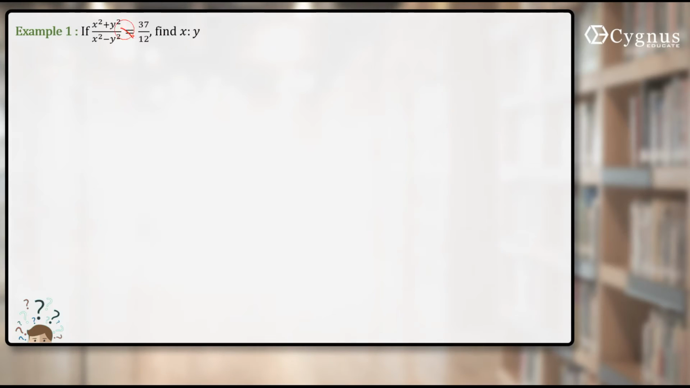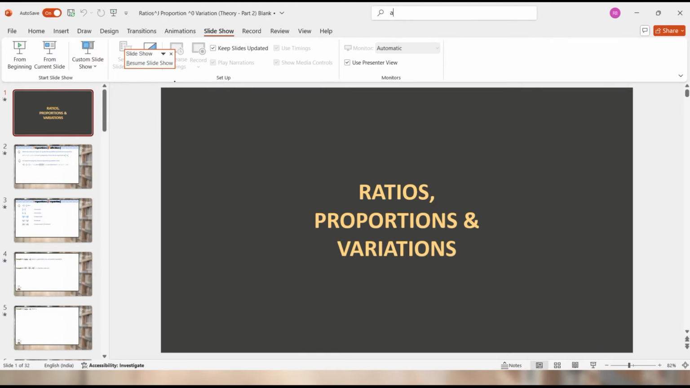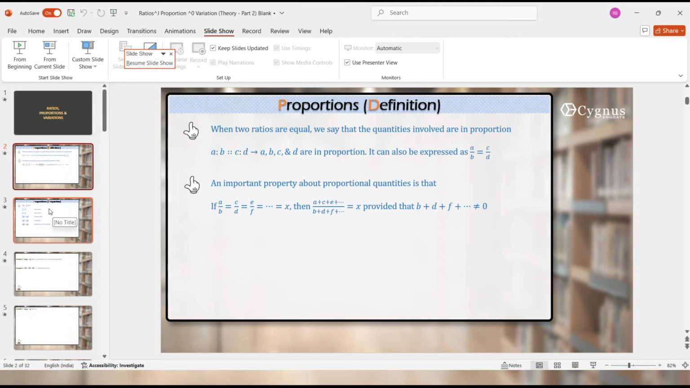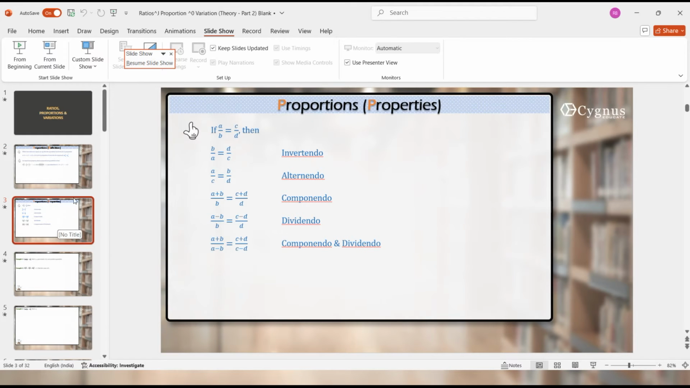The best way is what? Cross multiply them. You get the values in terms of x and y. Otherwise, what you can do? You can apply componendo and dividendo here. You know that if A by B is equal to C by D, when you apply componendo dividendo, what do you get here?